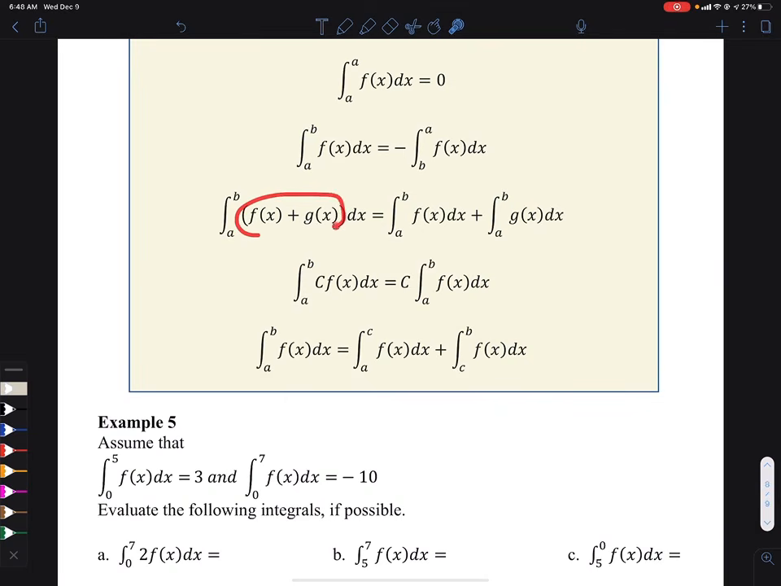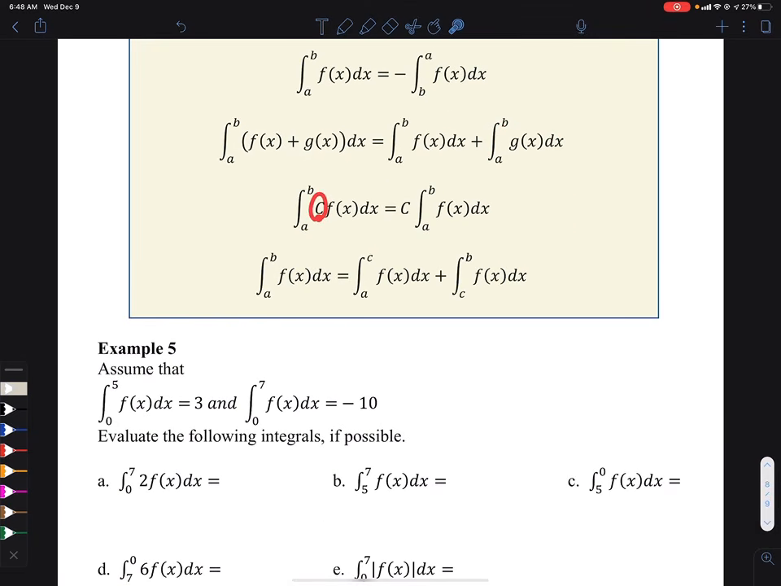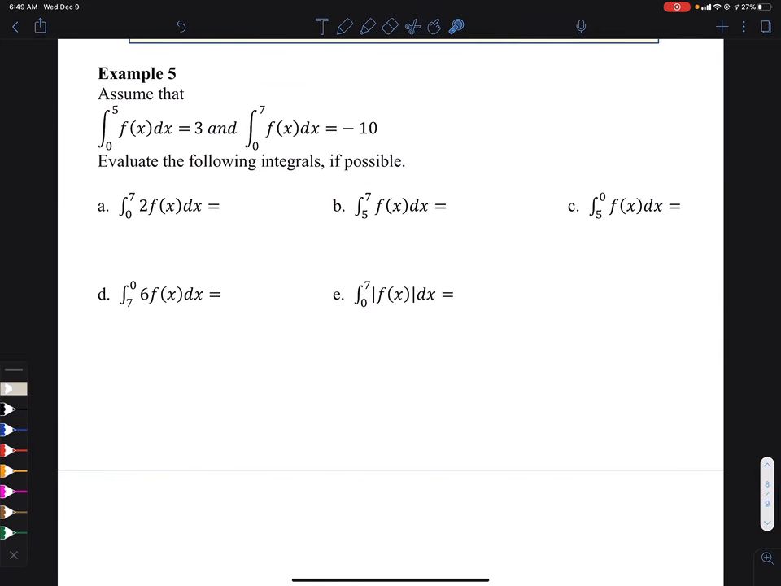Here's a new one. If you have two functions, you can split it up into two individual integrals of f and g. Here's the next one. If you are integrating a constant times a function, you can pull the constant out in front and it's the same. And this is the one we just showed where you can split it up. Starting A, ending at B, any number C in between, and it's equivalent. So we have one example and we are done with this video.